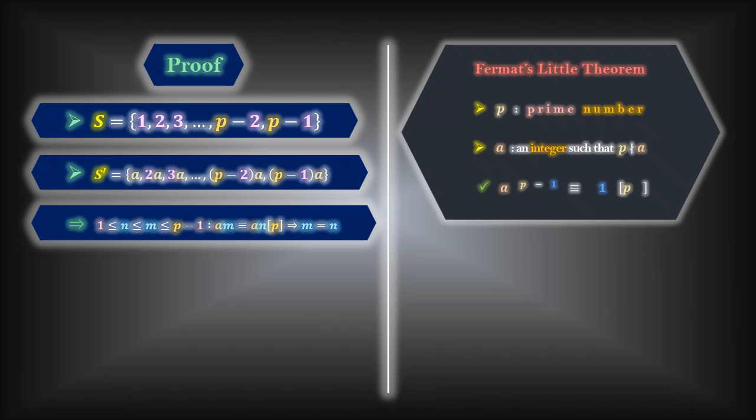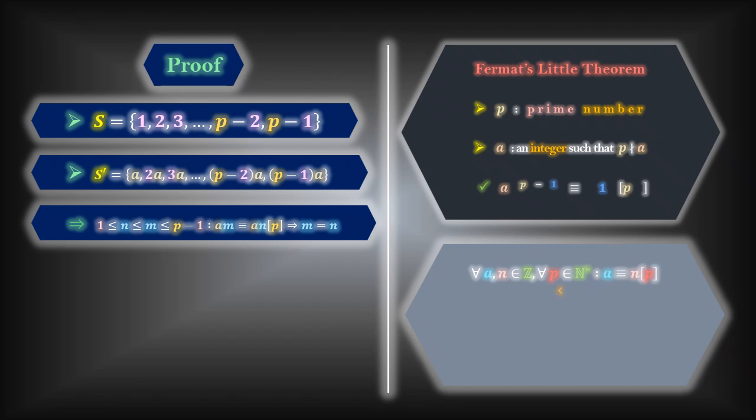Now let us recall the definition of congruence. An integer denoted by a is said to be congruent to an integer denoted by n, modulo a non-zero natural number denoted by p, if and only if there exists an integer denoted by k such that a equals k times p plus n. From this definition, we obtain the following property. For all integers a, b, m, and n, and for every non-zero natural number p, if a is congruent to m modulo p, and b is congruent to n modulo p, then the product a times b is congruent to the product m times n modulo p. Let us return to our proof and apply this property.